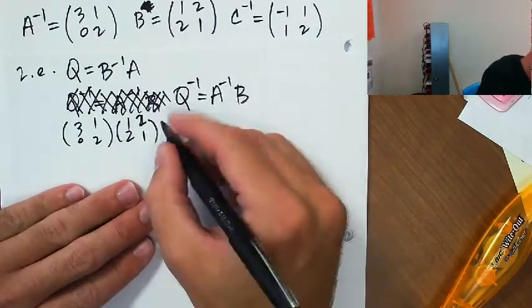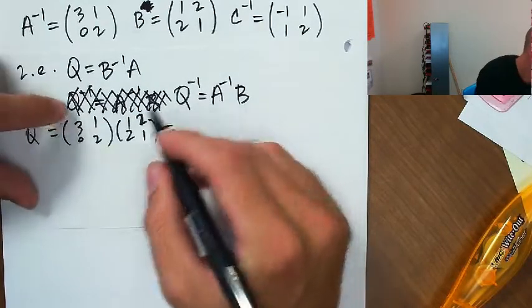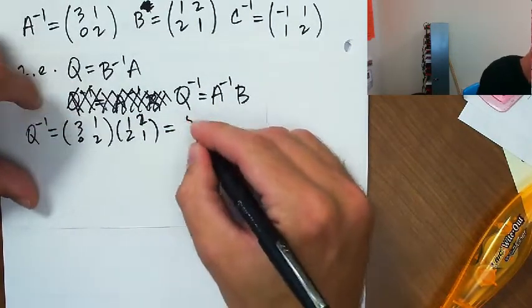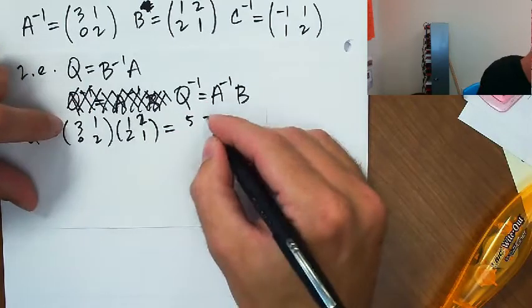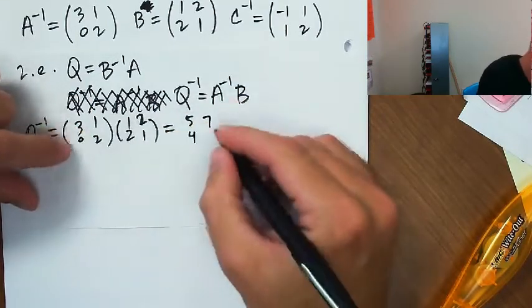Okay, so this is A inverse B. This is writing a formula for Q inverse. 3 plus 2 is 5. Move to the right. 6 and 1 is 7. Move down. 0 plus 4. Over to the right. 0 plus 2.